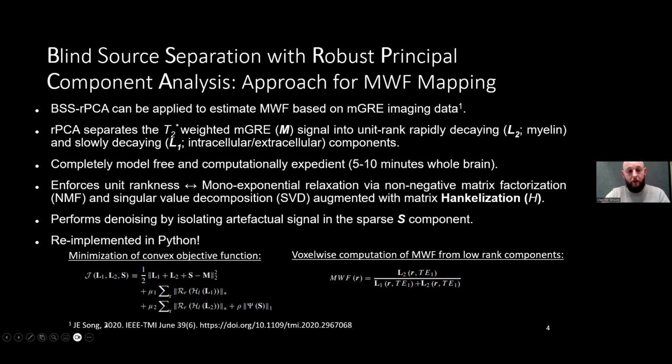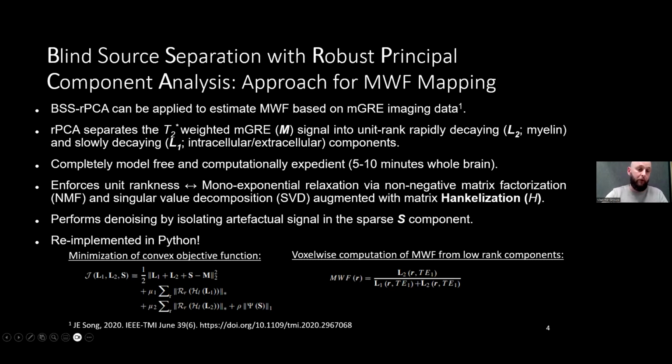In contrast to this, our colleagues in South Korea developed this technique called BSS rPCA. It was developed by James Song et al. in 2020 and published in IEEE TMI. And basically, they use a series of matrix manipulations on the entire echo train to separate the MGRE signal into two what are called unit rank components. So a quickly decaying L2 component, which is attributed to myelin, and a more slowly decaying component called L1, which corresponds to intra and extracellular compartments.